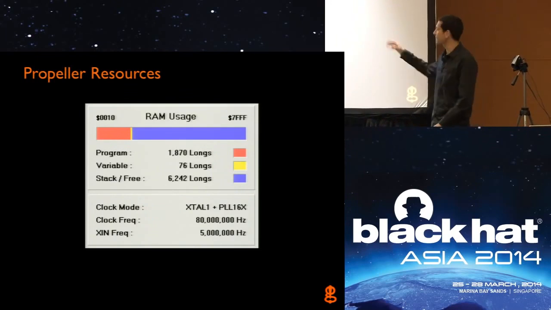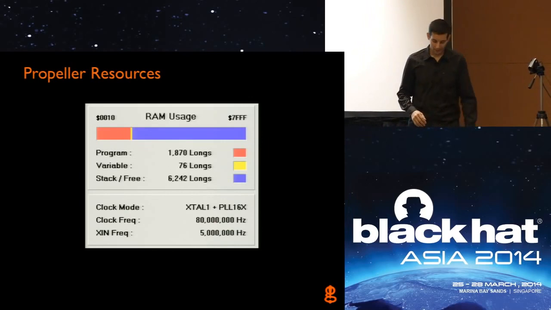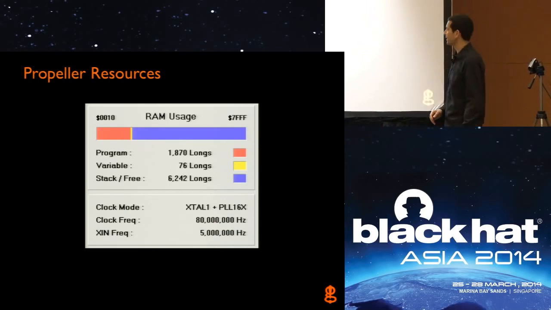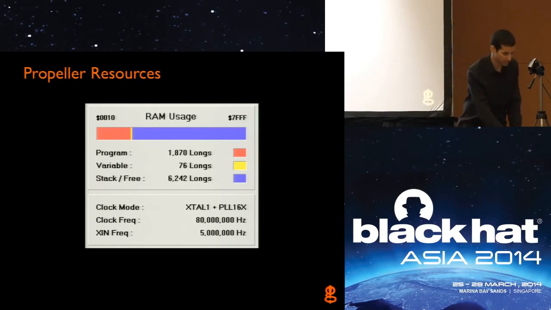There's still plenty of space left on this thing, even with all of my probably bloated and not very efficient code. We're still only using 1800 longs, 32-bit values. So we still have quite a bit of space available. All the blue is lots of space for extra stuff later.